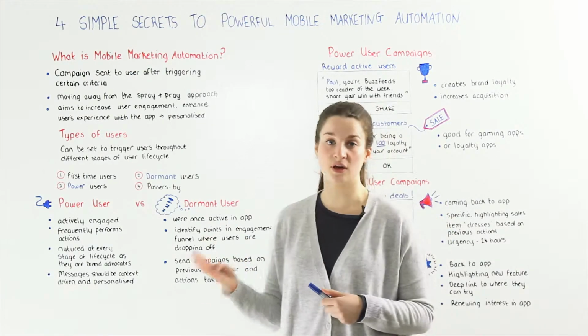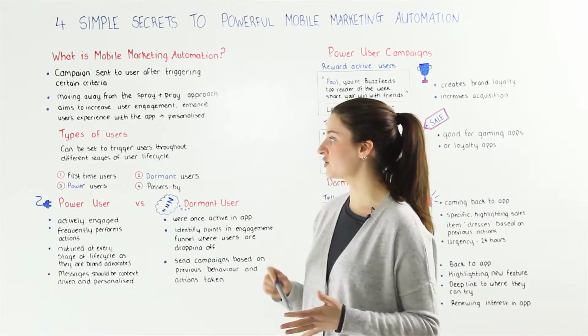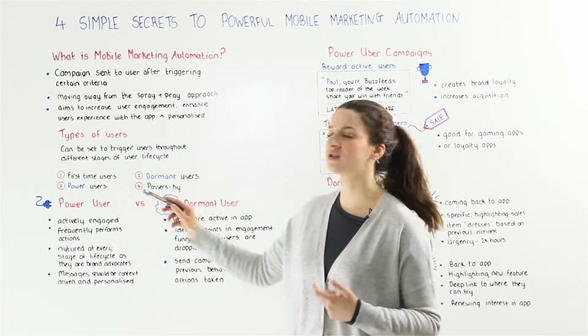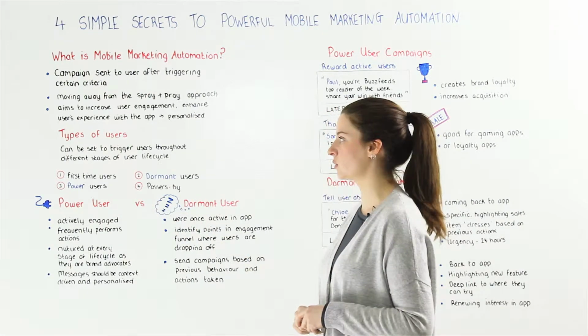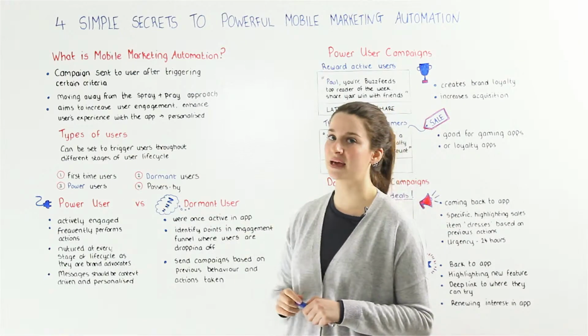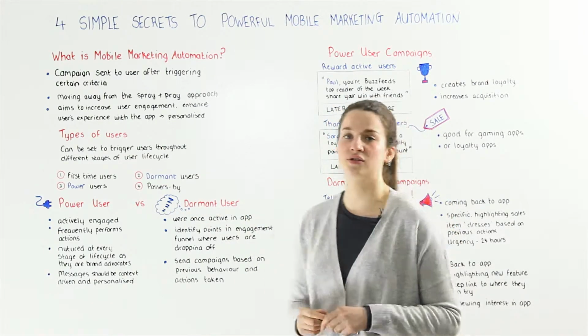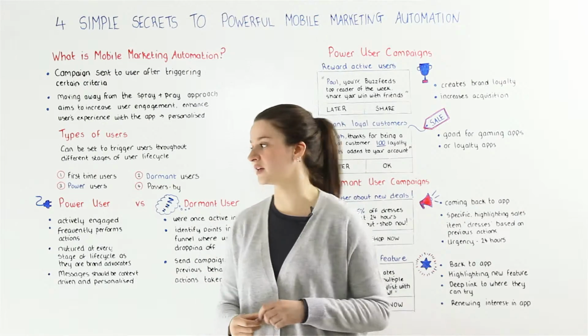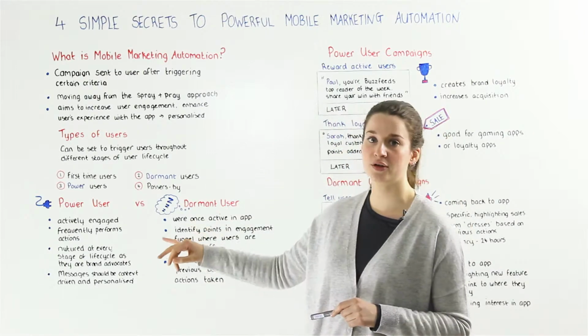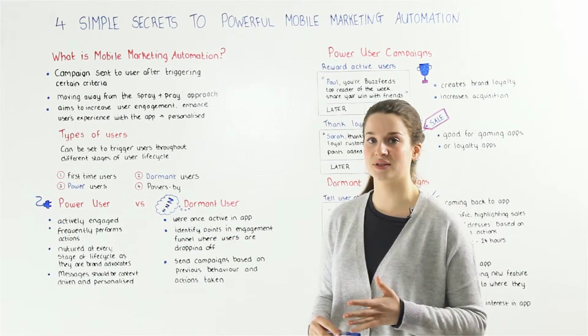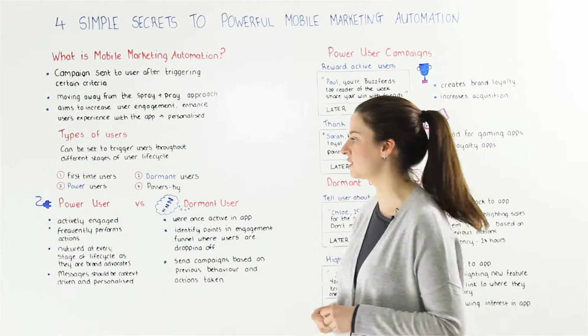So there's 4 different types of users. There's first-time users, dormant users, power users, and passers-by as well. So different campaigns can be set to trigger these users throughout the different stages of the life cycle. So today we're going to look at a power user and a dormant user and the difference between the two, and also campaigns that you could send to them.